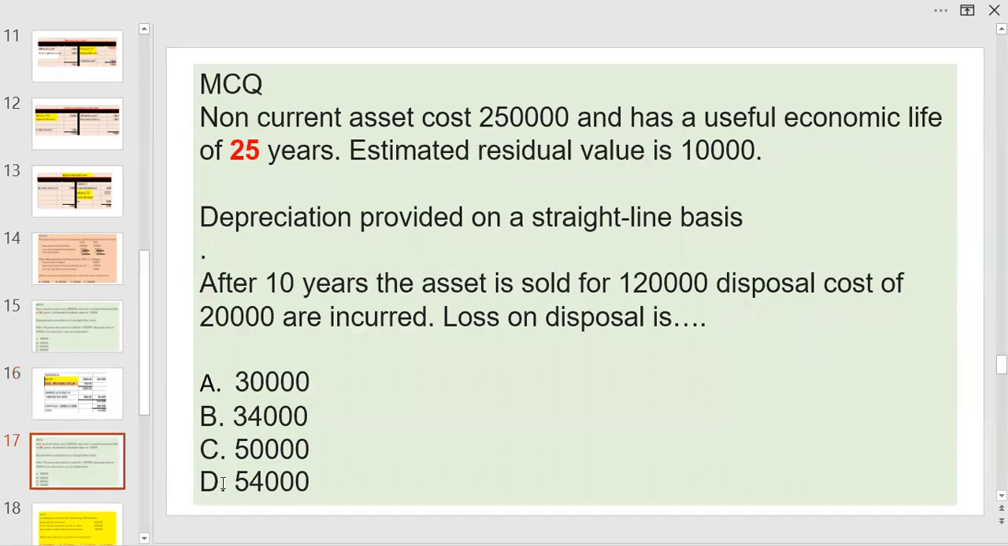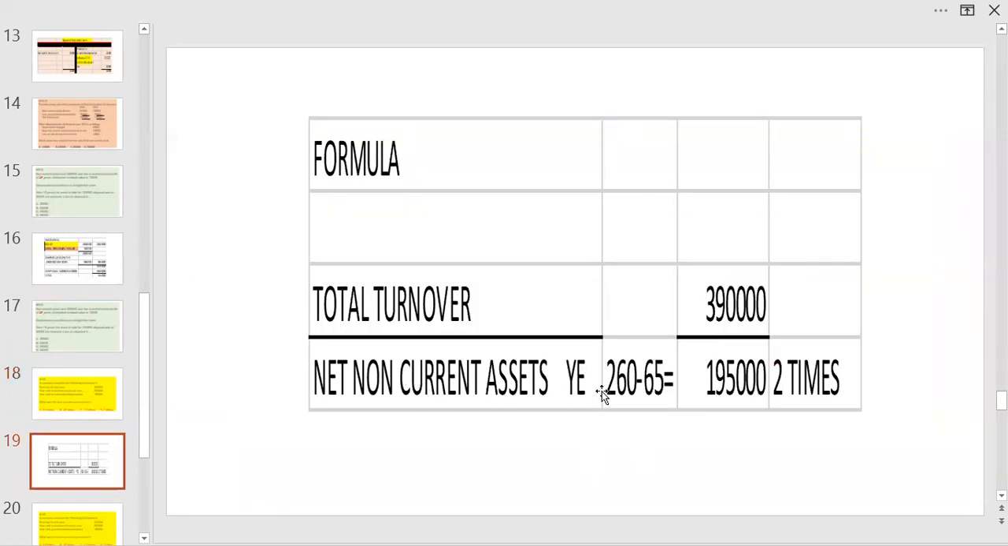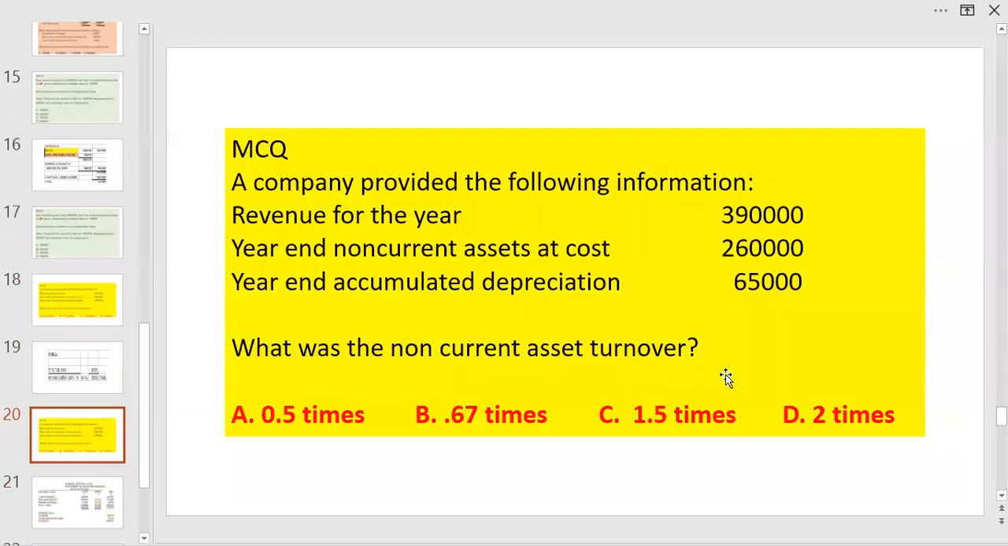The final question is, a company provided the following information. Revenue for the year 390, year-end non-current asset at cost 260, year-end accumulated depreciation 65. What was the non-current asset turnover? That is to say, how many times has the non-current asset turned over in order to generate the revenue? Turnover 390, net non-current asset 260 minus 65 is 195, therefore 2 times. The answer is D. That's all for the day.